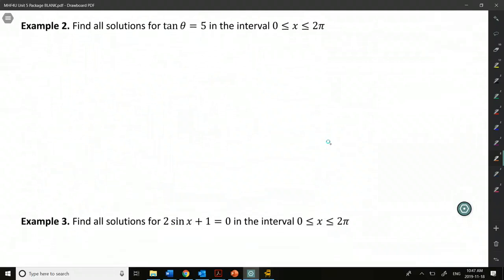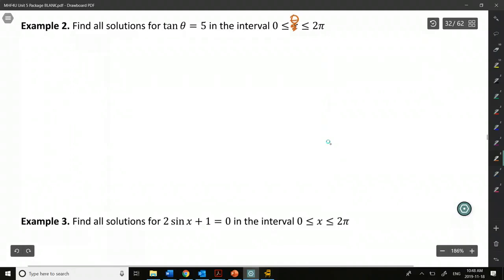Find all solutions for tan theta equals 5 in the interval, sorry, again I have an X here, in the interval where theta goes from 0 to 2 pi. We have to use a calculator. Well, let's go through the process.